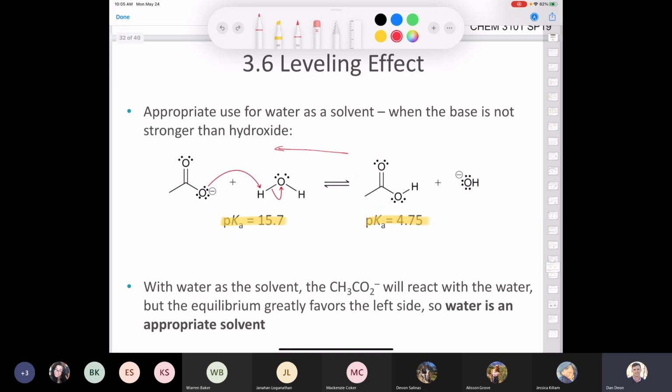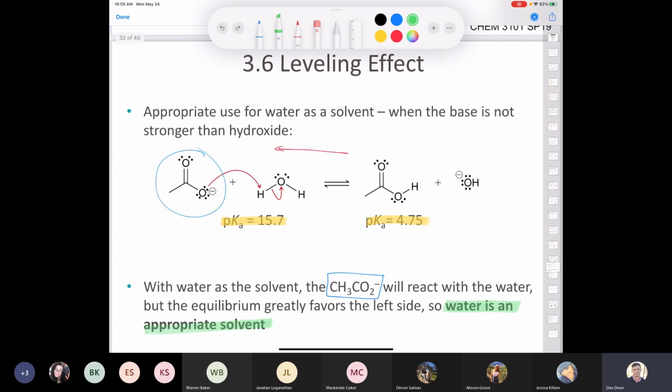What's your point, Mr. Dion? I'm not following you. What it means is, let's say you have the acetate ion. I should switch over to a different color. If you have an acetate ion, which is this guy right here, it's going to react with water to some extent, but the equilibrium is mostly going to favor this side over here. And so the whole point of this slide is nothing more than this. It's telling you that water is an okay solvent to dissolve an acetate ion.